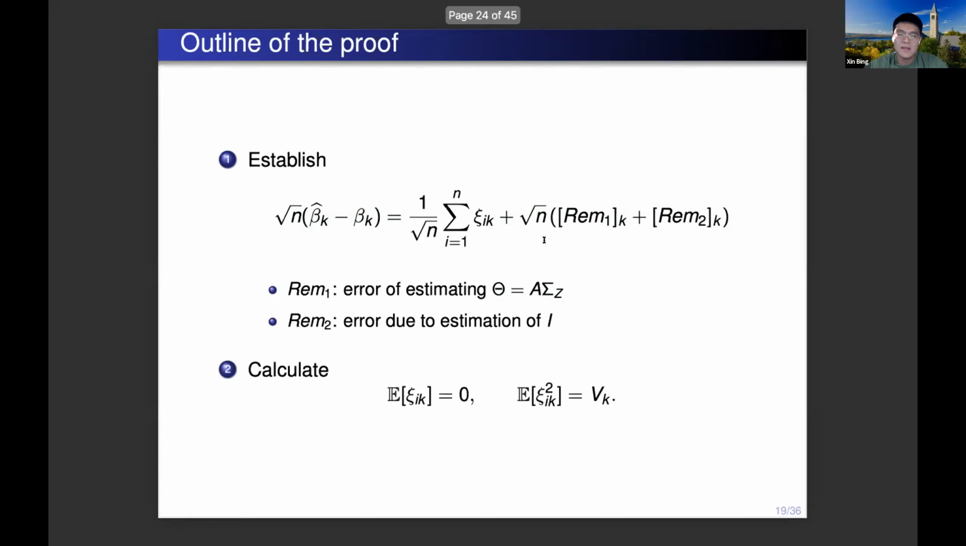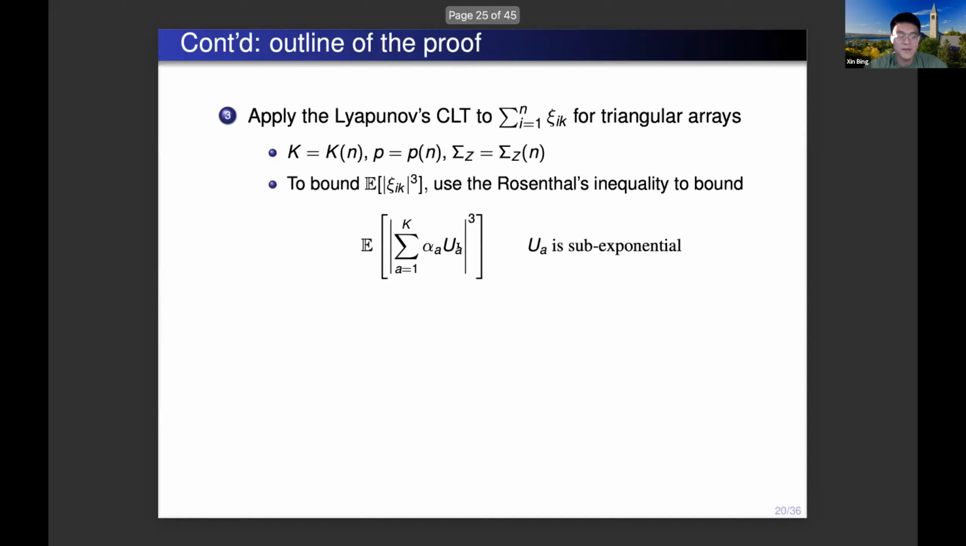And the second step is to study those independent terms, psi_ik. To show that it's mean zero is not quite complicated, but to derive its second moment, the analysis is pretty difficult, and we are able to show that the second moment is equal to V_k, which is exactly the asymptotic variance term.